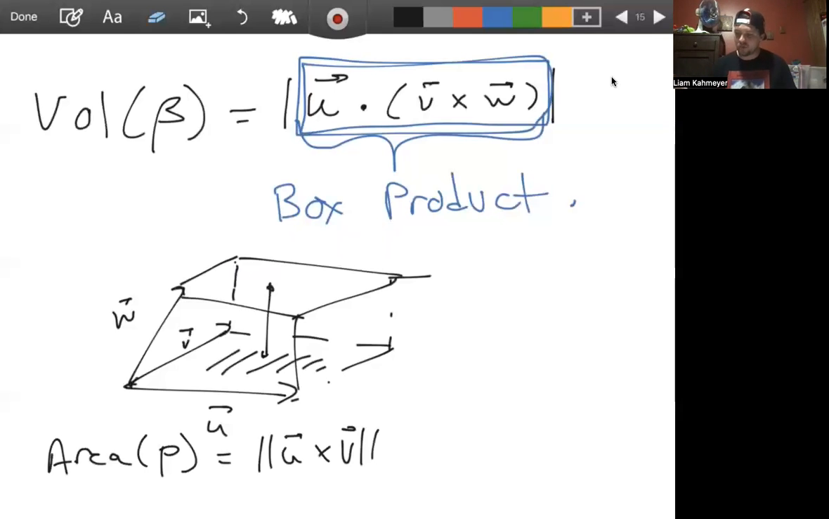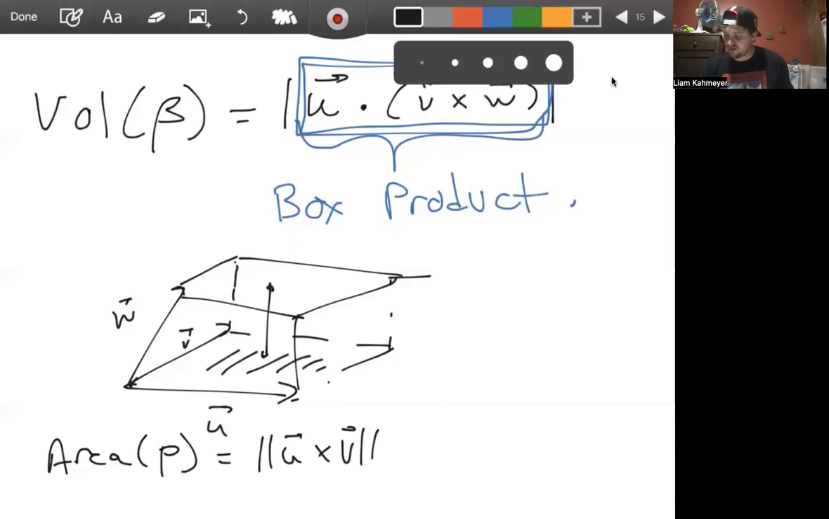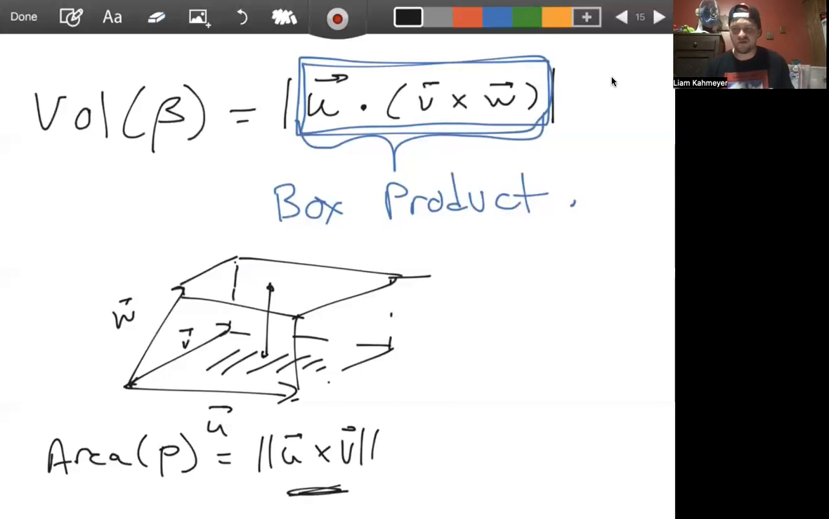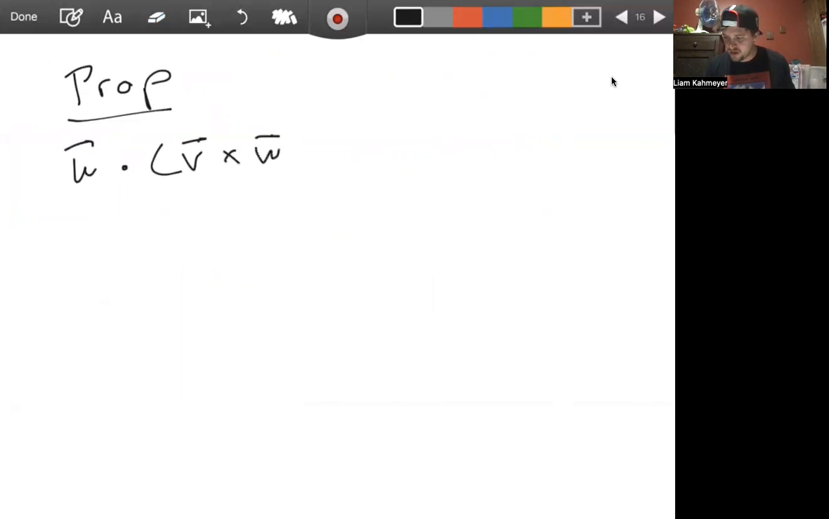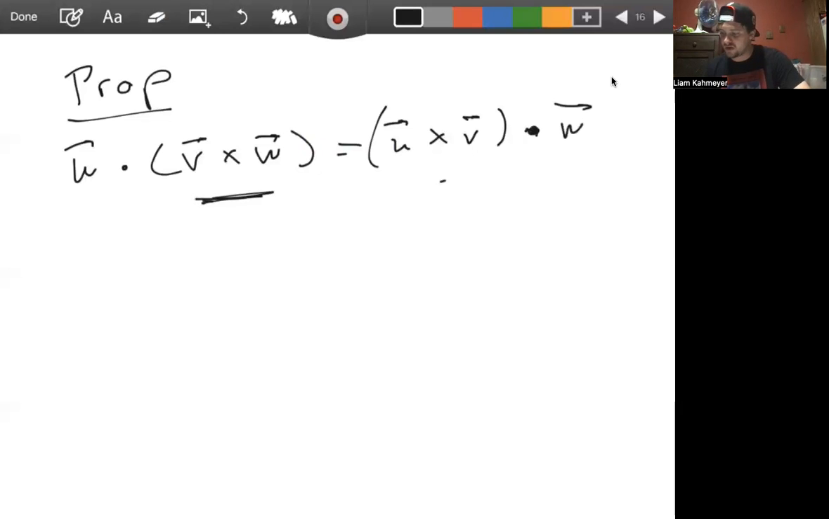And you may ask, well, you did this in a different order, right? First you took the cross product of u and v, but in the formula, it says the cross product of v and w. Well, it doesn't matter because we have the following proposition. It says u dot v cross w is the same as u cross v dot w, right? And so you can switch the order in which cross product you compute first.